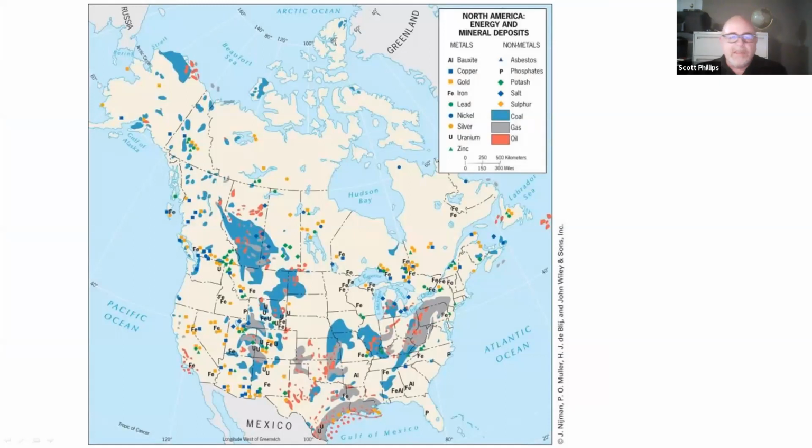Let's talk a little bit about natural resources in North America. This is a figure showing various things, such as coal and gas and oil. But I do want to highlight a couple of things, like three major things here.